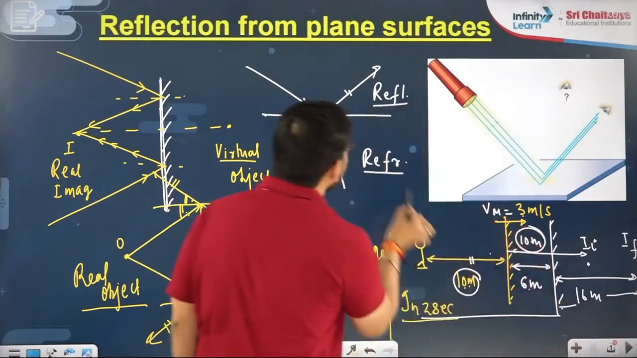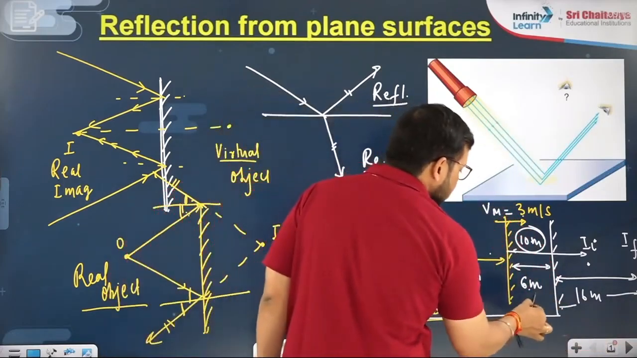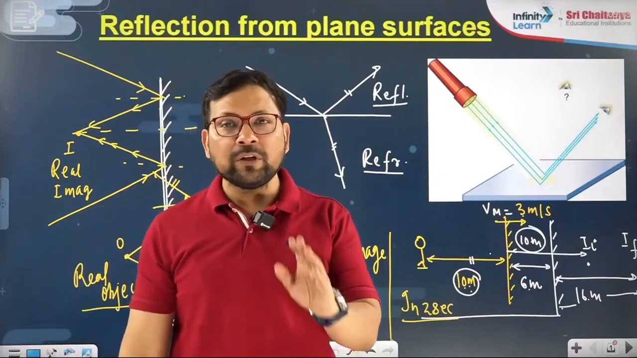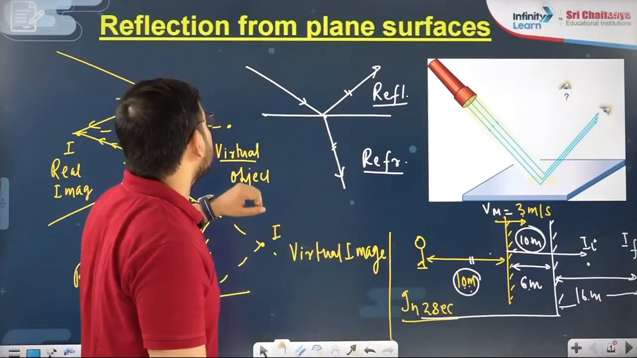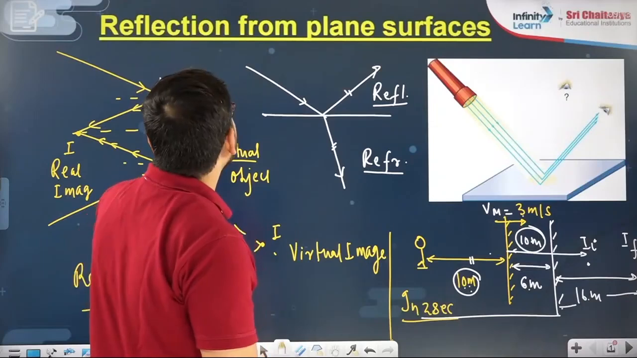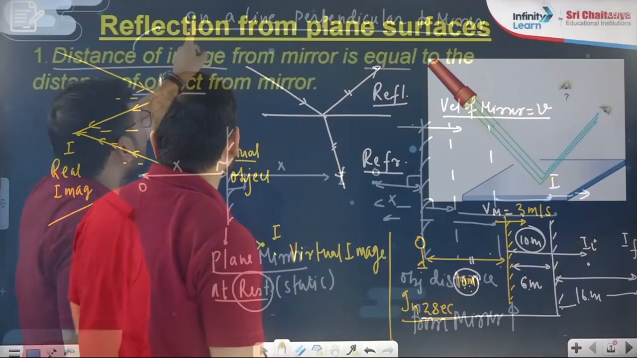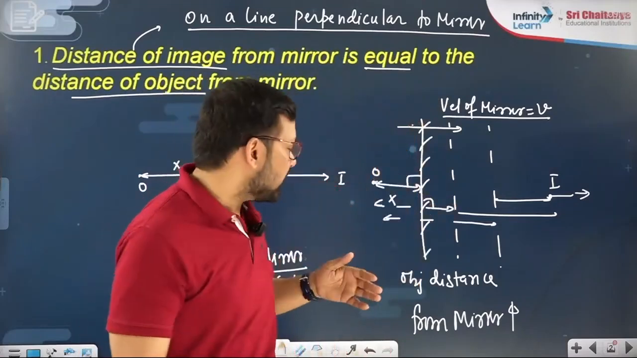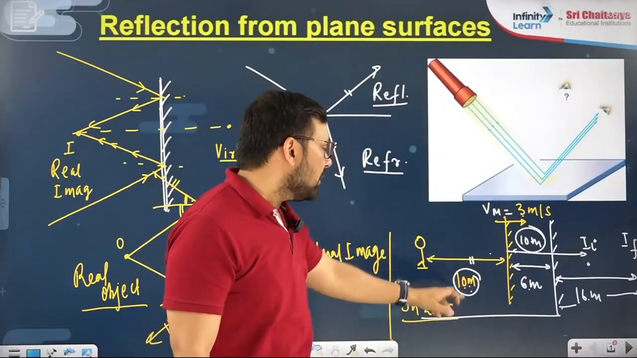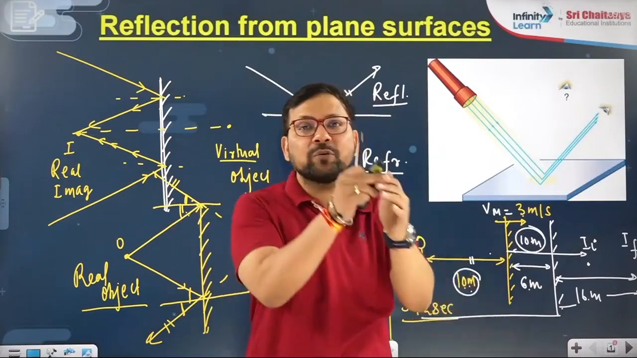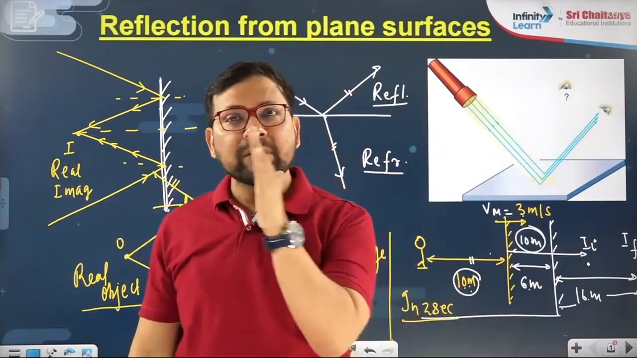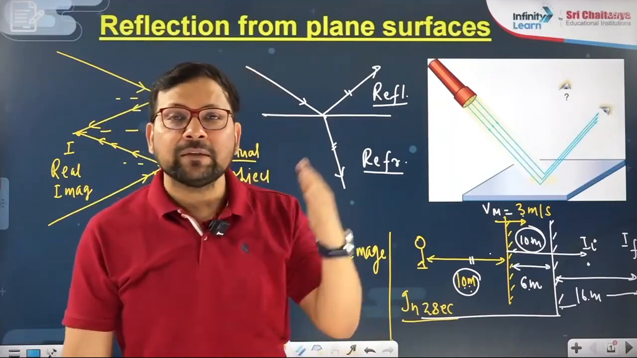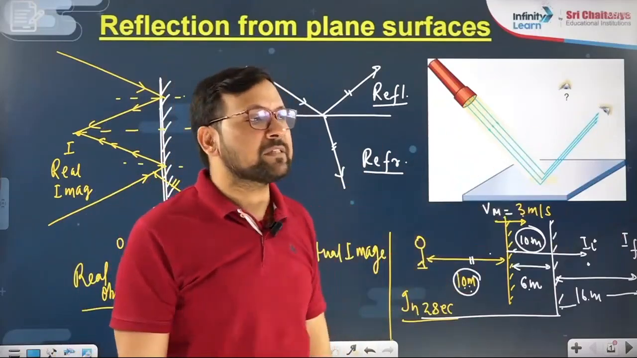So from this characteristic, the object distance and image distance will have the same value. Only one thing to always keep in mind: whenever this is taking place, it is on the line perpendicular to the mirror. The distance I am measuring, whether 10 meters or 16 meters or whatever, should be measured on the normal line. So whatever distance from the mirror you have, due to the velocity of the mirror or your velocity, the image distance will also have the same value.